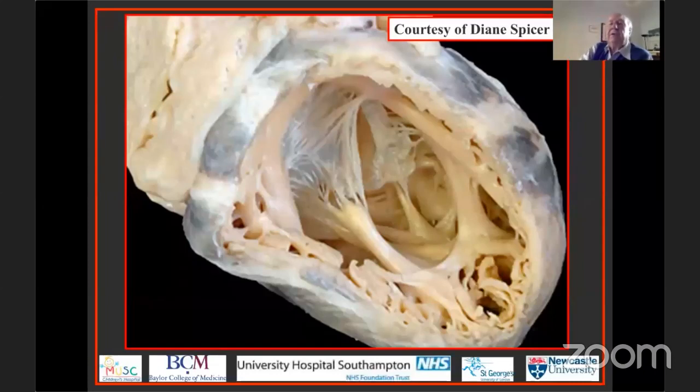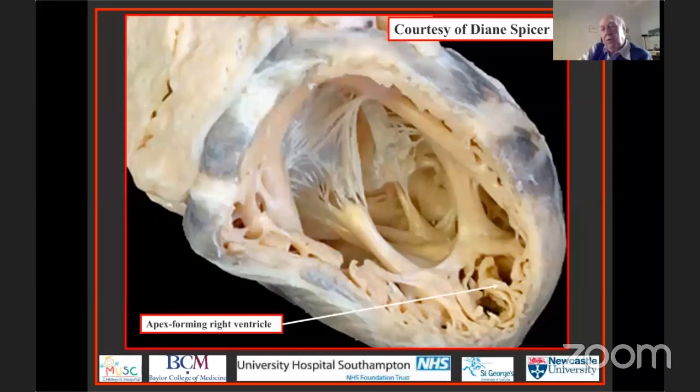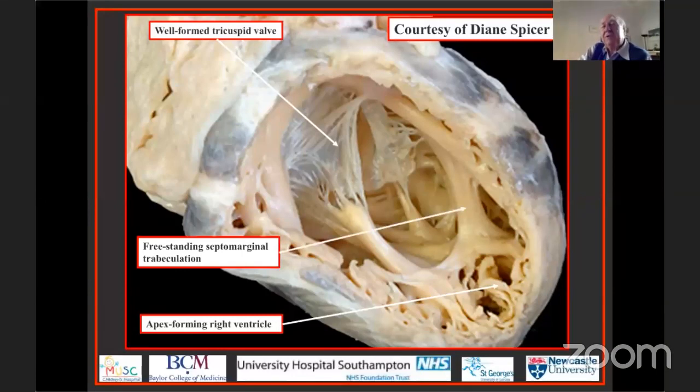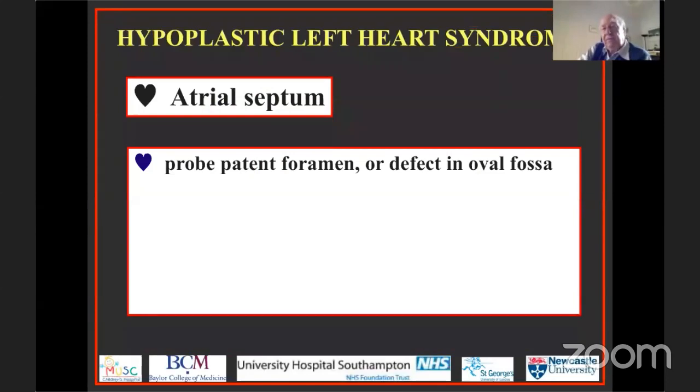So the right ventricle is important, and here's a very nice picture of the right ventricle, this time taken from a heart with combined aortic and mitral atresia. You see that the apex of the right ventricle forms the cardiac apex in this setting. In this instance, there's a well-formed tricuspid valve. It isn't dysplastic, but it can be dysplastic. But what we see, as we see many times in the setting of combined aortic and mitral atresia, is the freestanding septomarginal trabeculation, and that can give the impression of a ventricular septum. It obviously isn't the ventricular septum, it is standing free of the ventricular septum, but it is something to bear in mind when considering right ventricular morphology.